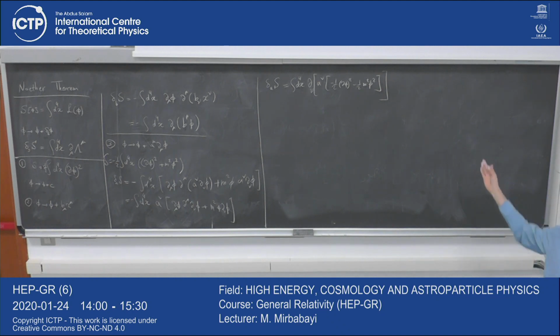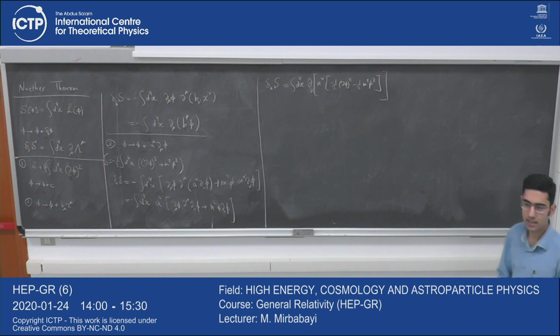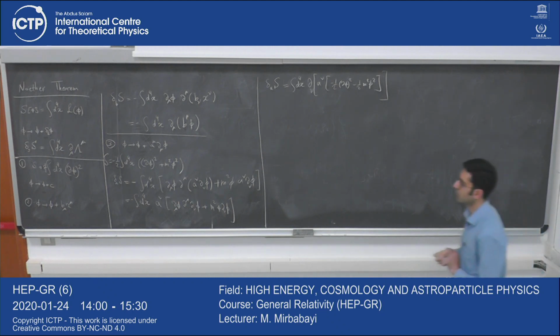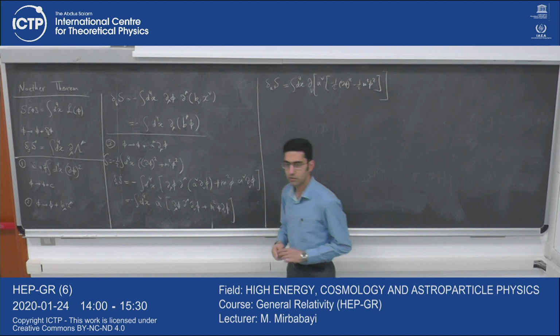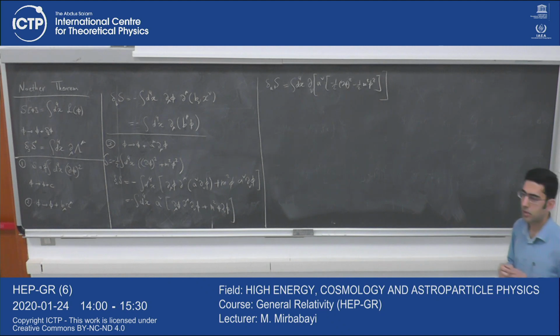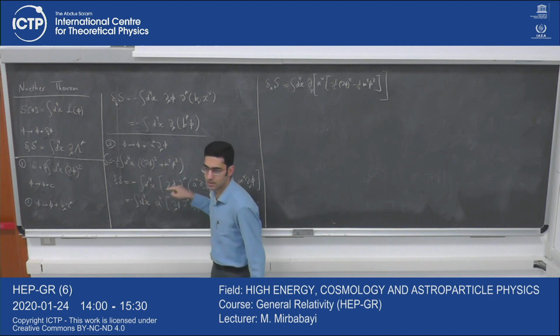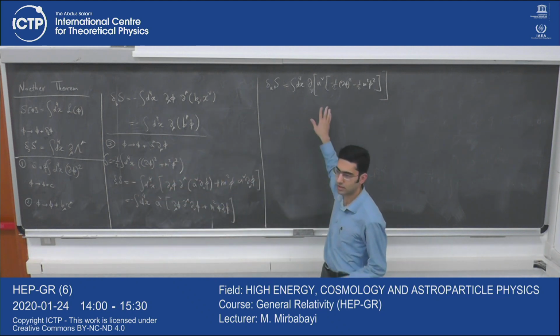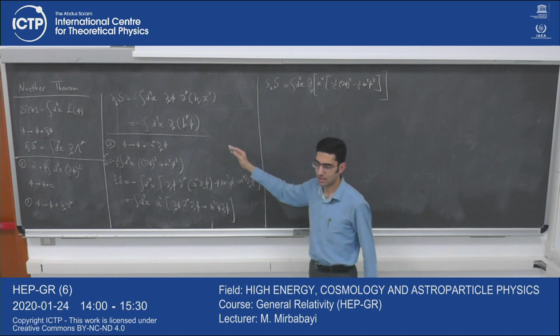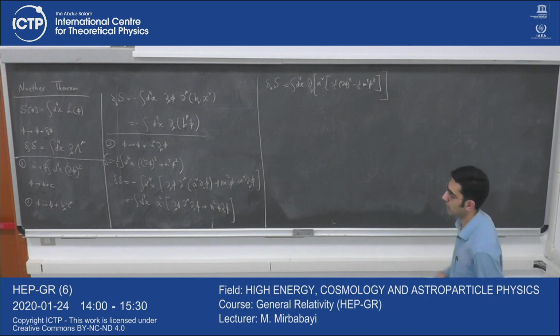And as you see, this is a total derivative. So again, it satisfies our definition of a symmetry transformation. Therefore, this is a symmetry of the action. In fact, any action that we write for any kind of field that doesn't explicitly depend on the space-time coordinates will be invariant under space-time translation. So this was one example.